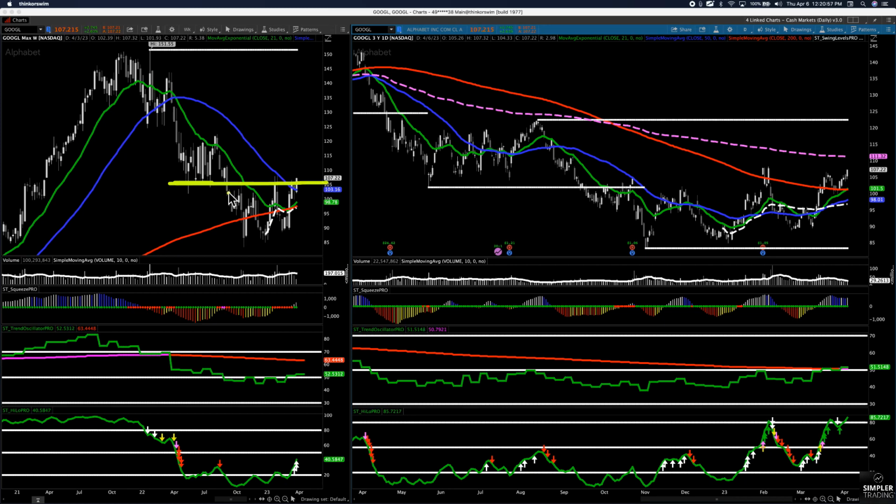Once it goes from support, God, this computer's lagging so bad. Support becomes resistance, can then flip back to support. So that's kind of the idea.